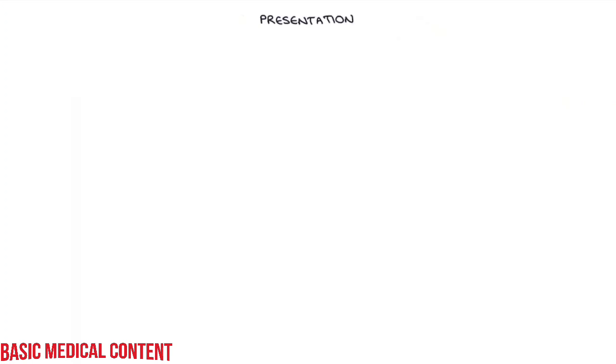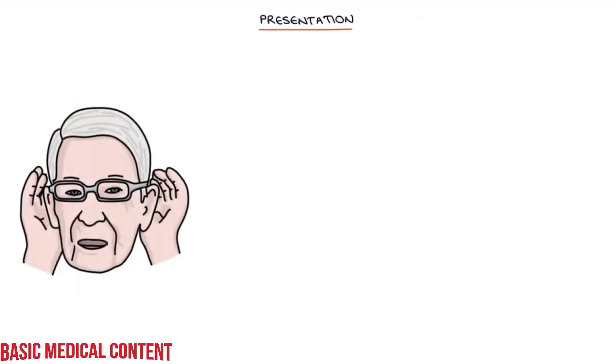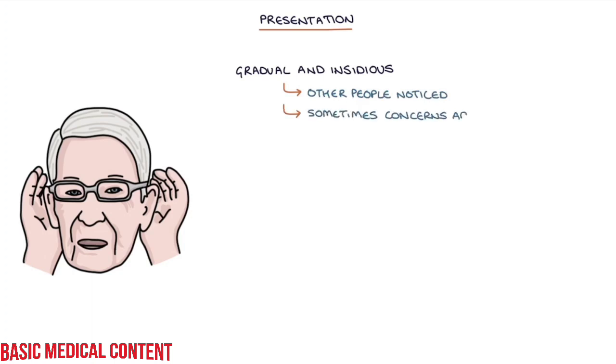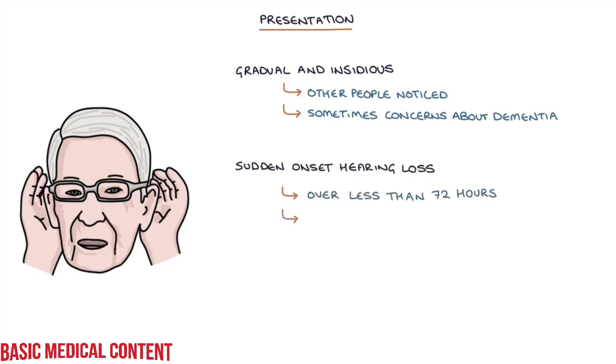Let's talk about the presentation. Hearing loss may be gradual and insidious. Patients may present because other people have noticed that they're not paying attention or they're missing details of conversations. Sometimes patients can present with concerns about dementia when in fact the issue is hearing loss. Sudden onset hearing loss, which is defined as hearing loss over less than 72 hours, requires a thorough assessment to establish the cause.